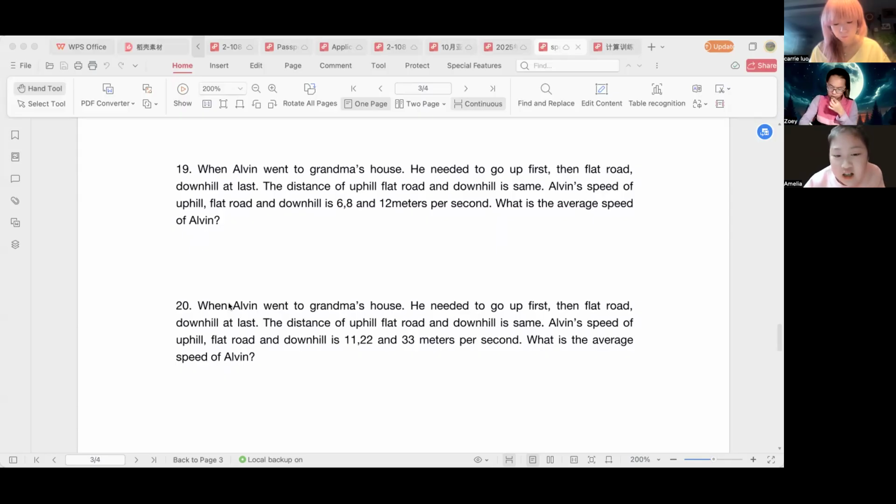For 6, 8, and 12 meters, is it in order? Like uphill is 6 meters per second and flat road is 8 meters per second and downhill is 12 meters per second? Mm-hmm.